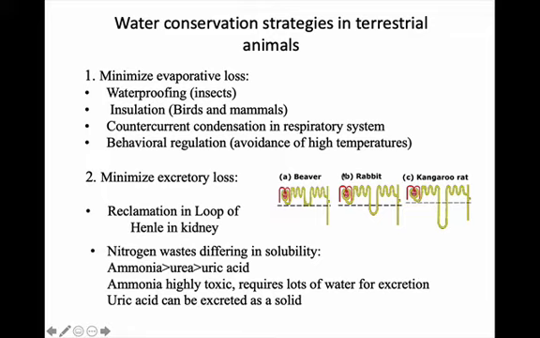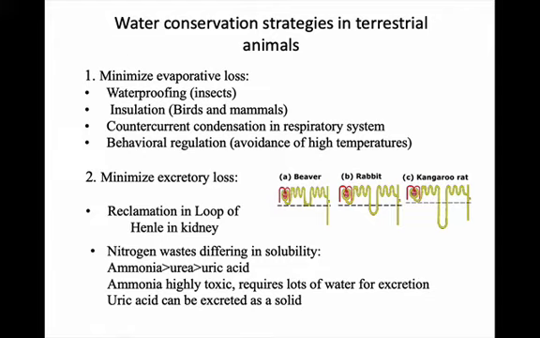Here we have 3 mammals, and they experience different levels of water stress. The beaver is semi-aquatic, and it is surrounded by water. It takes in a lot of water. And notice that it has a relatively small loop of Henle. The rabbit is a fully terrestrial animal. It experiences a bit more water stress, and its loop of Henle is longer. The kangaroo rat lives in extremely dry deserts and persistently experiences water stress, and it has an amazingly long loop of Henle. What is the significance of the loop of Henle?